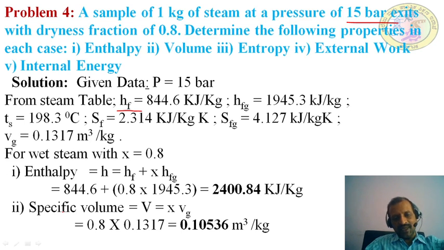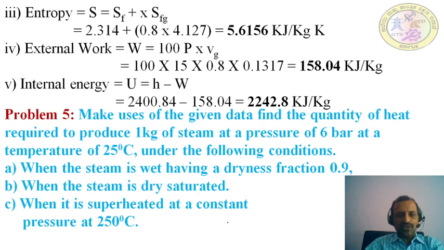The next one, he is asking you to find the specific volume. Since the given steam is wet steam, the specific volume v is x vg. So this is 0.8 into 0.1317. Multiply it, and you will get 0.10536 cubic metre per kg. The next, third one, is entropy. Again the formula remains the same: sf plus x sfg. Substitute the values you have noted down from the steam table: 2.314 plus 0.8 into 4.127 is equal to 5.6156 kilojoules per kgK.